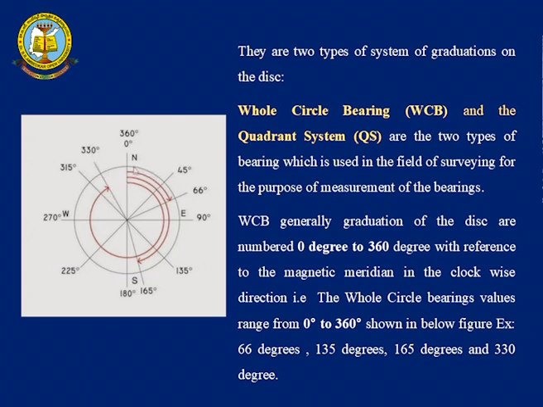So now, how will you take the readings? You will take the reading from 0 to 360 degrees. The first point here is 66 degrees, the second point is 135 degrees, then 165 degrees, and 330 degrees. This is called the whole circle bearing. You can see the direction is clockwise.